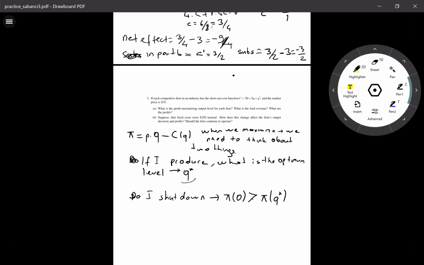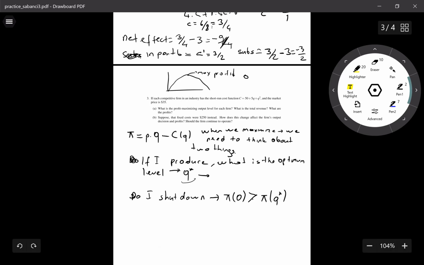How do I find that Q star? See, this profit function is a concave one like this, so this will be the maximum profit. What I need to care about is that the slope at this point is 0, which means that the derivative of the profit function with respect to quantity should be 0.